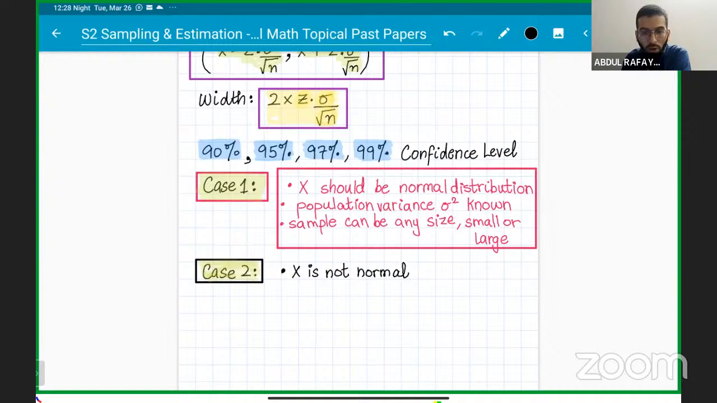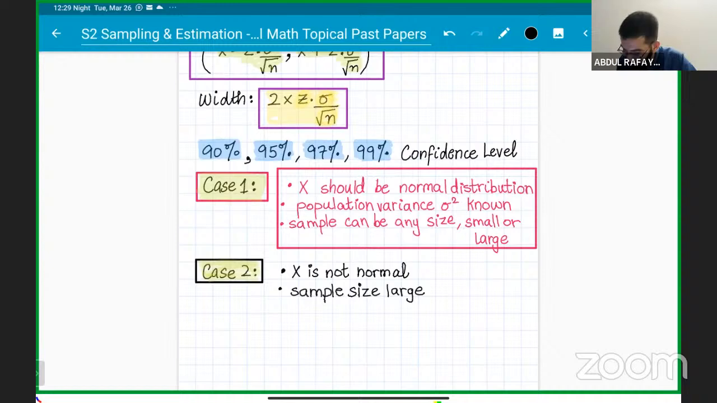Similarly, sample size will be large. Sample size jo hai wo large hoga. To iska opposite agar aap dekhen ke case number one mein, it is the possibility ke hamara sample size kuch bhi ho sakta hai, small or large. But for case number two, sample size jo hai wo large hi hoga. Theek hai, sample size should be large. Aur wahan par X jo hai wo normal distribution nahi hoga.